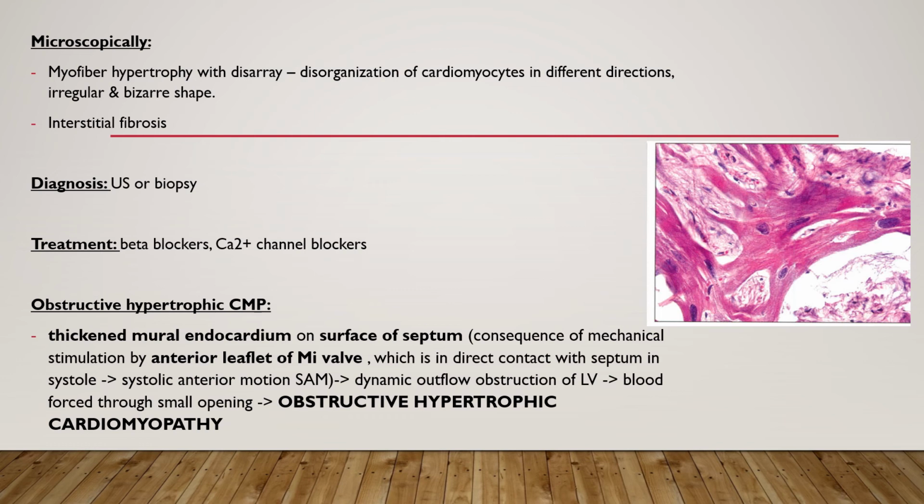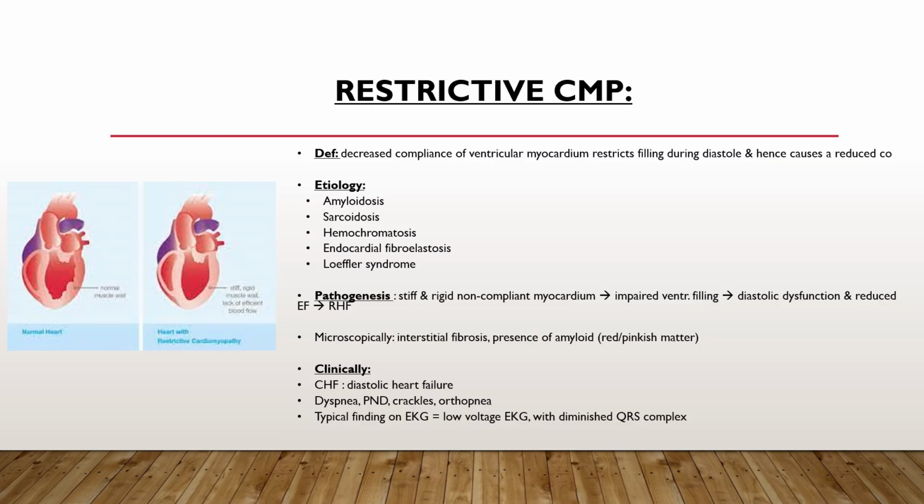We also have another type of hypertrophic cardiomyopathy, and this is obstructive. What's happening here is that your mural endocardium is thickened, and this is in direct contact with the septum in systole, leading to SAM, systolic anterior motion. And this SAM can cause a dynamic outflow obstruction of the left ventricle, which means the blood is being forced through a very, very narrow opening, and that causes an obstructive hypertrophic cardiomyopathy.